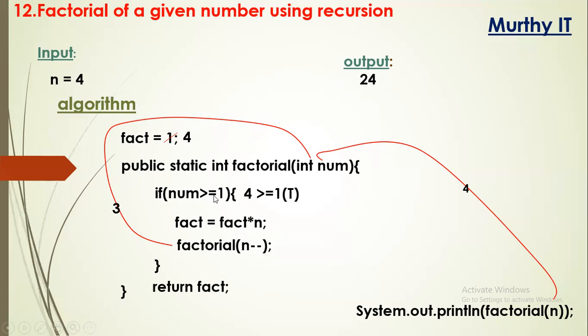Is 0 greater than or equal to 1 or not? False. Whenever this if condition is false, it returns the factorial result. Then the factorial result will be passed here and the output will be printed. That's it, the logic. I am explaining just one iteration. For the other iterations, the execution will happen in the same format. I think you are following me.